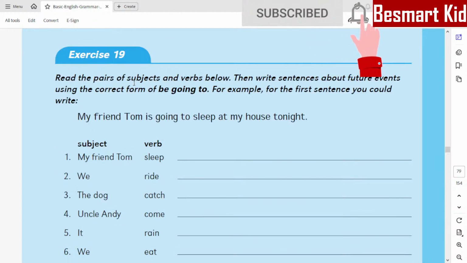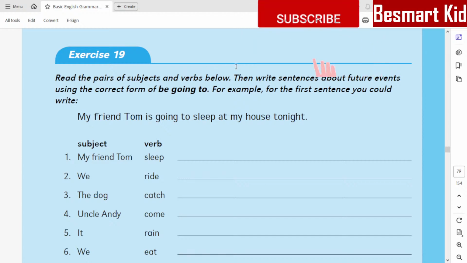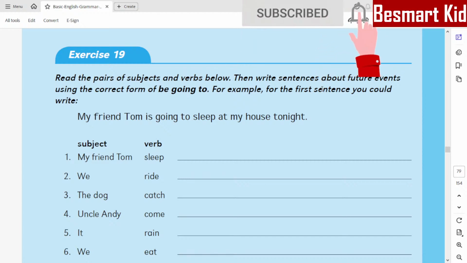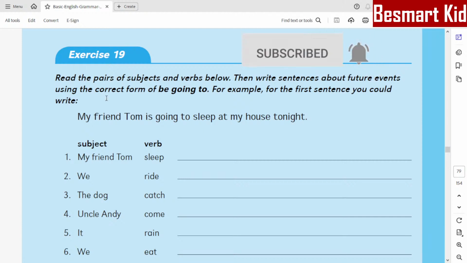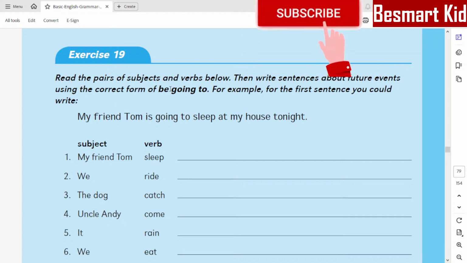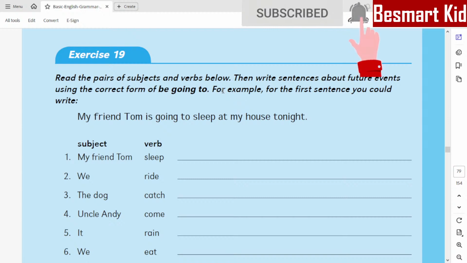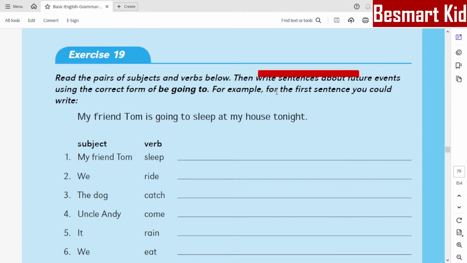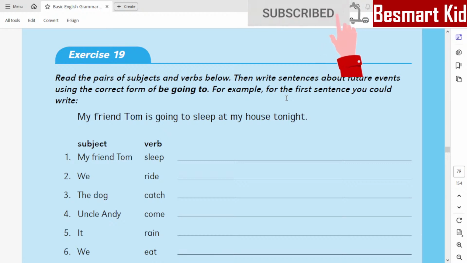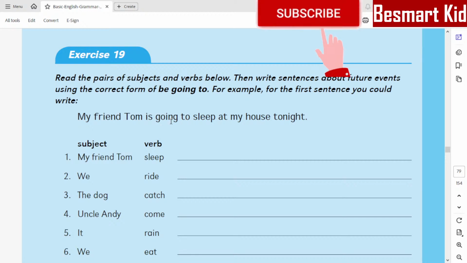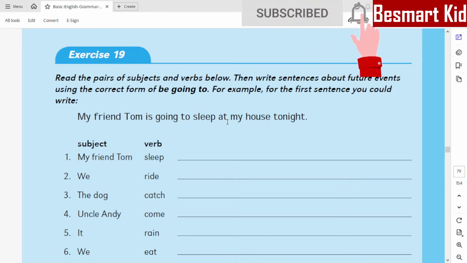Read the pairs of subjects and verbs below. Then write sentences about future events using the correct form of going to. For example, for the first sentence, you could write, "My friend Tom is going to sleep at my house tonight."